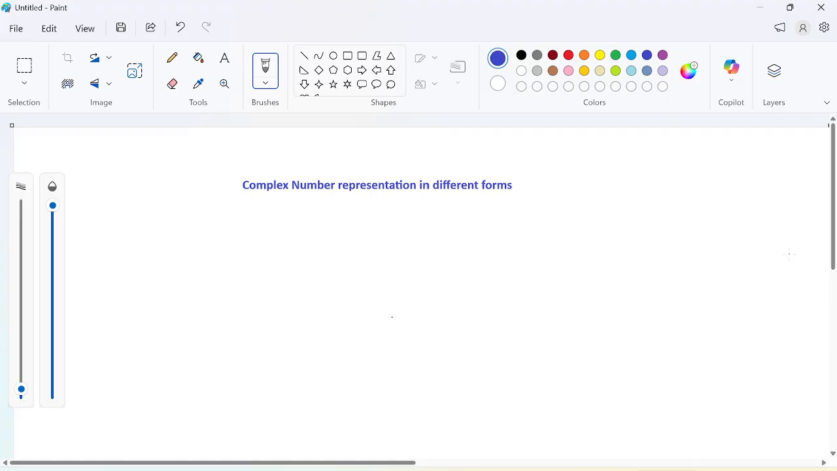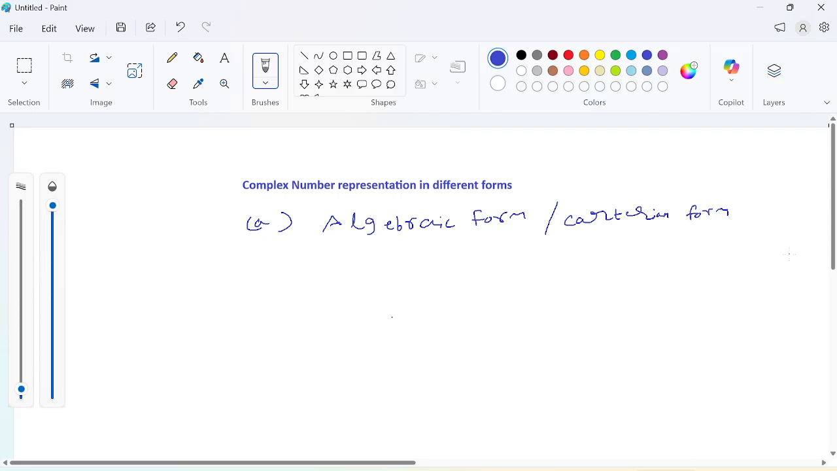So in this session, we are going to see complex number representations in different forms. A complex number can be represented in multiple forms. First, we call it the algebraic form. It is also called Cartesian form.